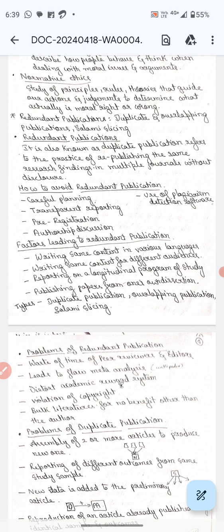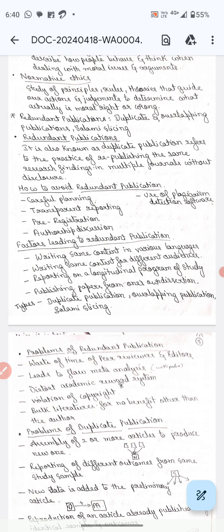So, writing the same content in various languages. For example, transformer protection: they are writing in Kannada, they are writing in English, they are writing in Telugu. So it is the same content, but they are writing it in different languages.